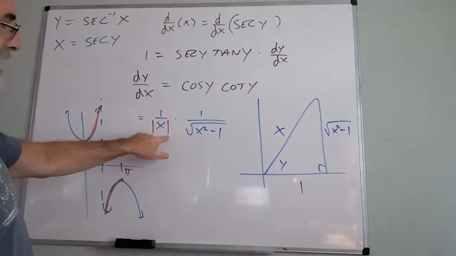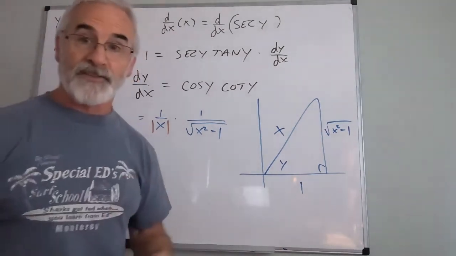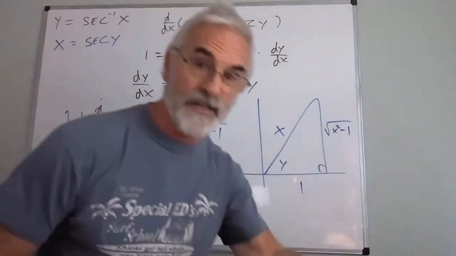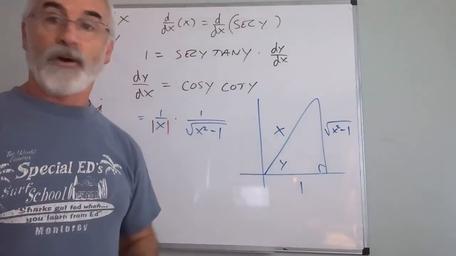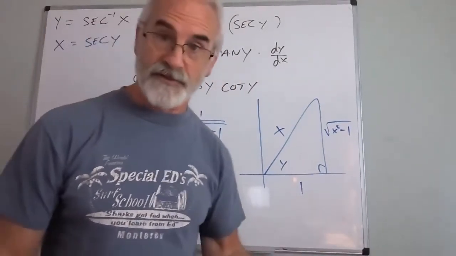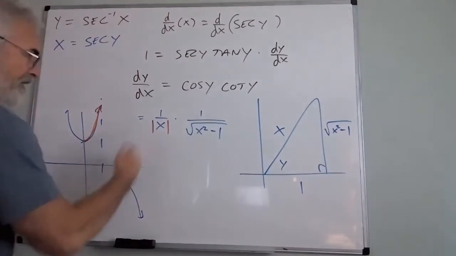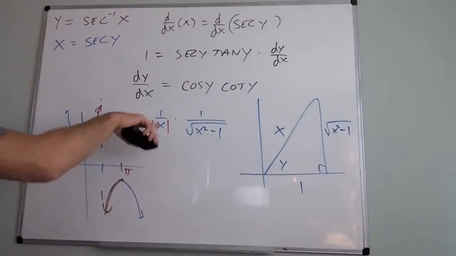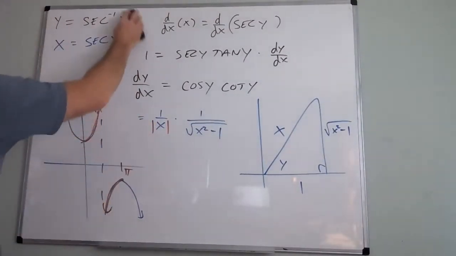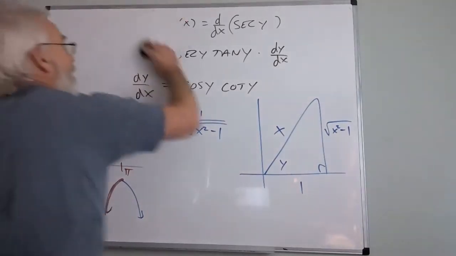It's got a little absolute value right there. It's the only function where the derivative involves absolute value. No other function has an absolute value in its derivative. Inverse secant does, and it's for the reason that I can't have a negative final answer. So let's do an example of inverse secant.